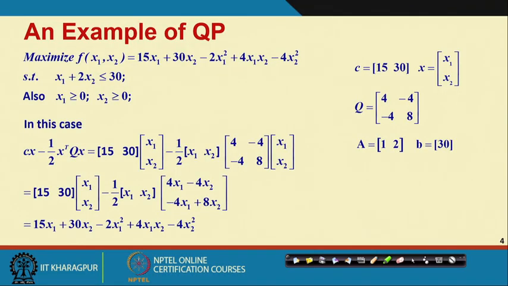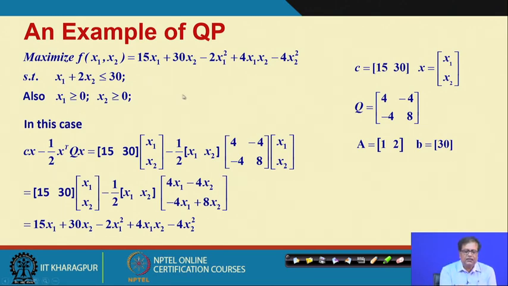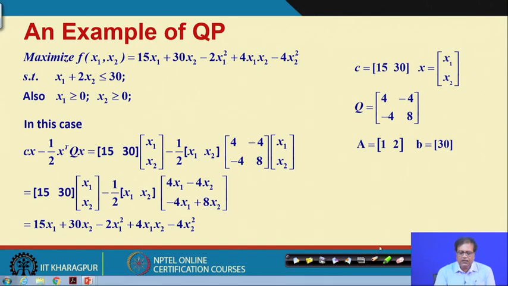So, supposing I have a quadratic problem, that is maximize f(x) equal to 15 x1 plus 30 x2 minus 2 x1 square plus 4 x1 x2 minus 4 x2 whole square, subject to x1 plus 2 x2 less than equal to 30, x1 greater than equal to 0 and x2 greater than equal to 0. So, this is a quadratic programming problem. Now, why is it a quadratic programming problem?